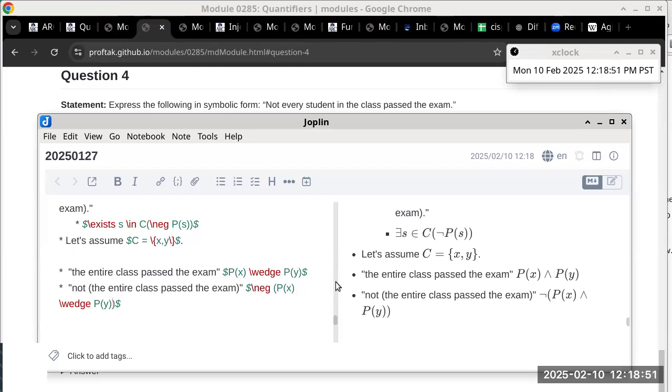Okay, so from the linear algebra perspective, now we can apply what we call De Morgan's law. Okay, so De Morgan's law is really interesting.